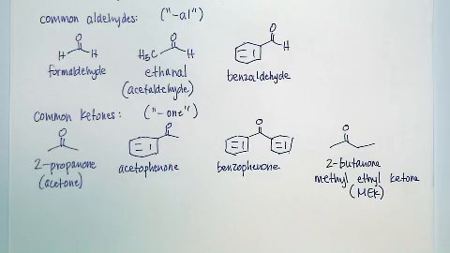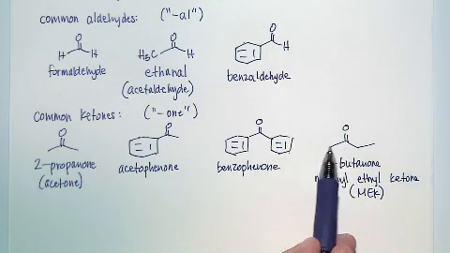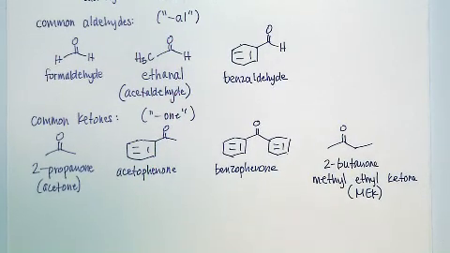But another way that we sometimes name ketones is just by the alkyl groups that are attached to them. So this ketone has a methyl group on one side and an ethyl group on the other side of the carbonyl carbon, so it's methyl ethyl ketone. The abbreviation for this, it's a pretty commonly used solvent, is MEK. So in the same way, I guess you could call acetone dimethyl ketone, but nobody ever does that.